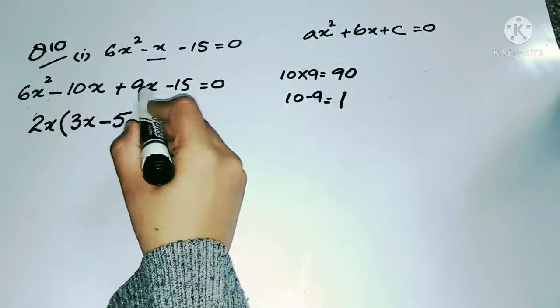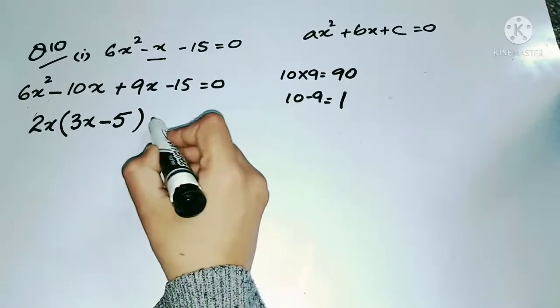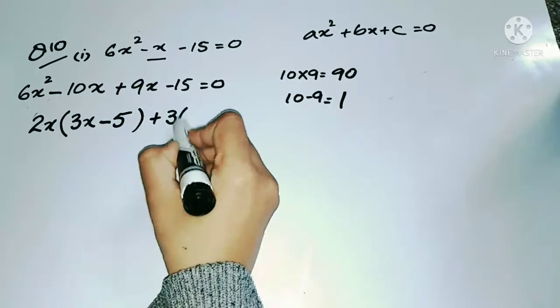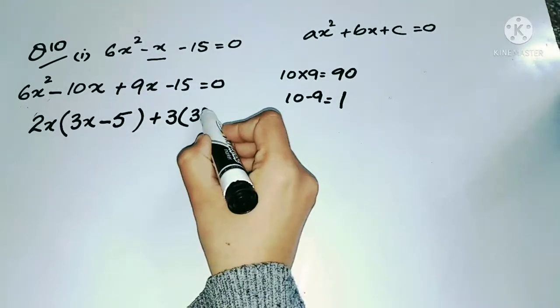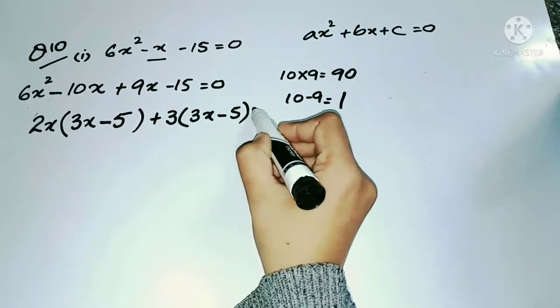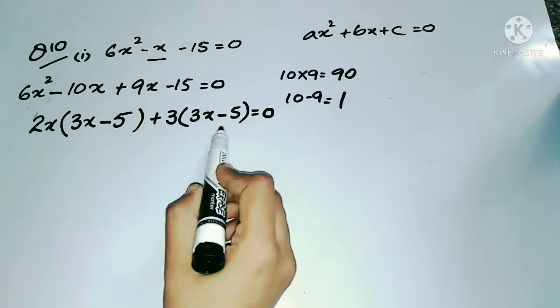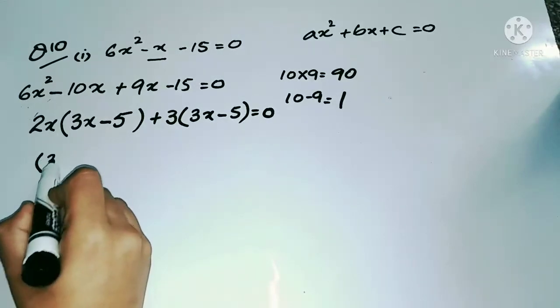Now what's common? These two terms, as you can see that 9 and 15 both numbers are divisible by 3, so you can take 3 common. 3 3s are 9, so you write down 3x. Minus 3 5s are 15. That is equal to 0. As you can see that from this term and this term, you can take 3x minus 5 common.